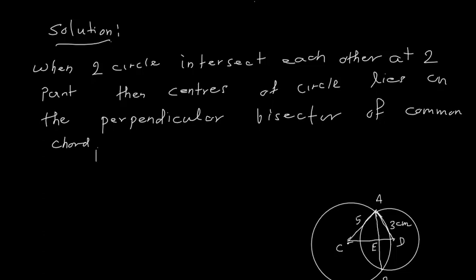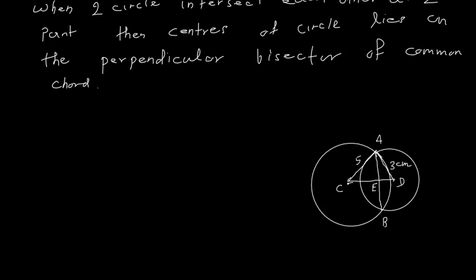That is, here AE is equal to BE, and angle CEA is equal to angle DEA is equal to 90 degrees. So C and D are the centers of the circles, angle CEA or DEA is equal to 90 degrees, and we have AE equal to EB. We can consider this as equation 1.